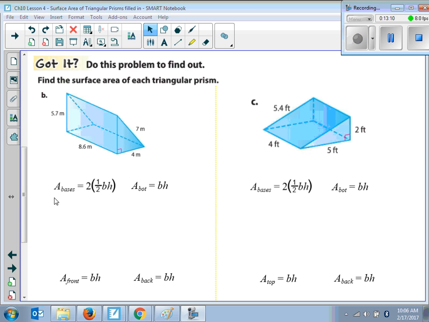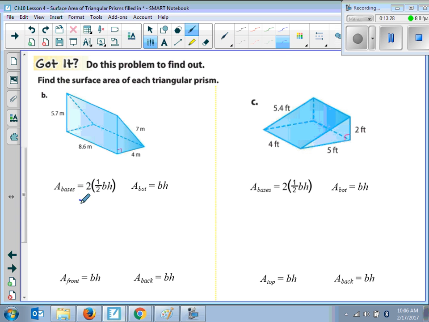All right, so we want to find the surface area of each triangular prism. Okay, so we have the area of the bases, which are triangles. The formula is 1/2 base times height. And again, because we have two bases, that's why we're multiplying times 2. Does everybody see that? Yeah. All right, so now we can substitute in what we know. For the triangular bases, we've got 1/2 base times height, and there's 2 of them.